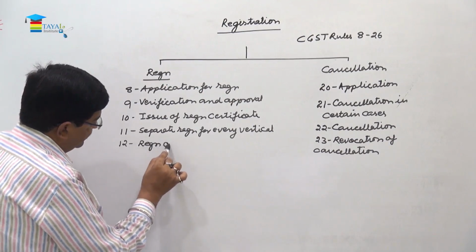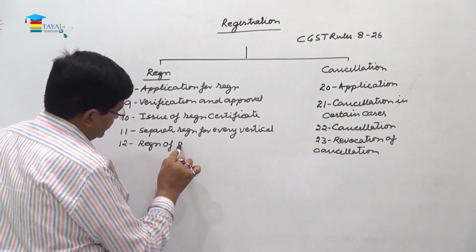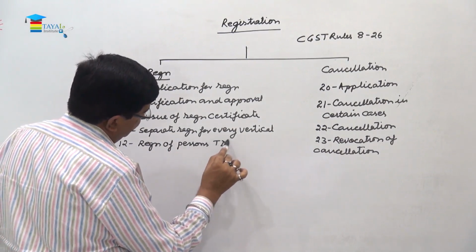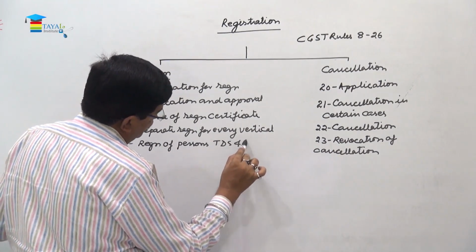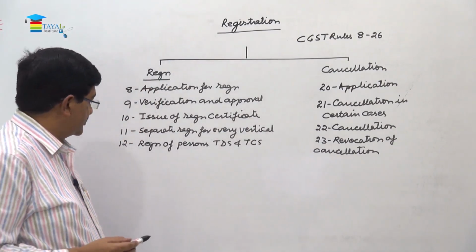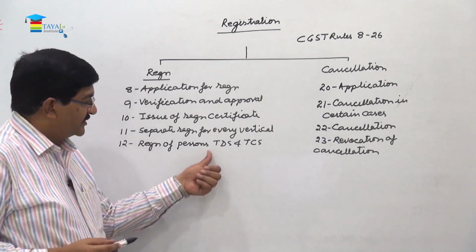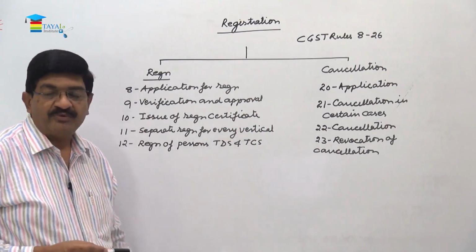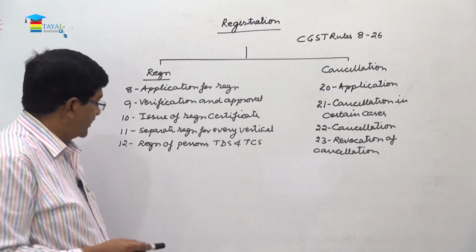registration of persons who are responsible for deduction of tax at source and who are responsible for collection of tax at source. So this is rule number 12. TDS provisions, those are applicable mainly to the government departments, and TCS provisions are applicable in relation to e-commerce.